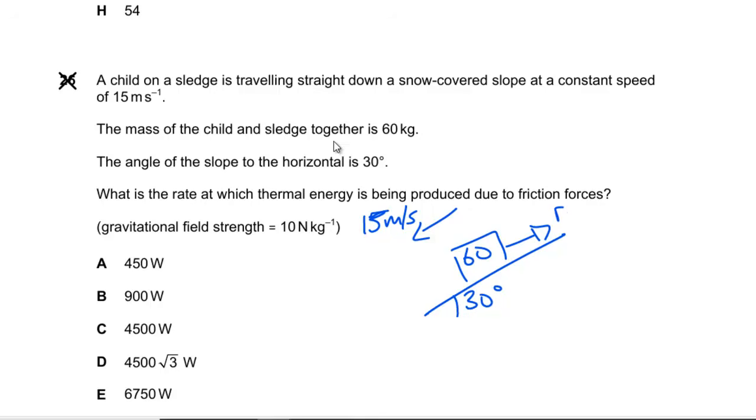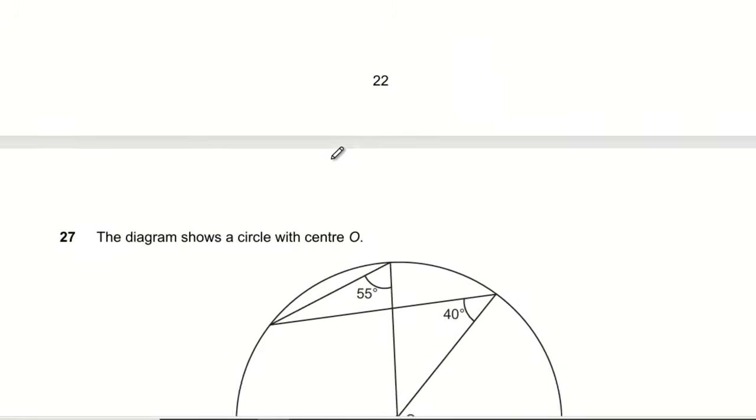Right, so we've got friction going that way. We've got our mg going down there. So our friction is going to be, let's say constant, constant speed, so our friction is going to be mg sine theta. So that is 600 over 2, so we've got 300. And we're going at 15 meters per second. So we just need to multiply those and get C. Well, that was a quick one.